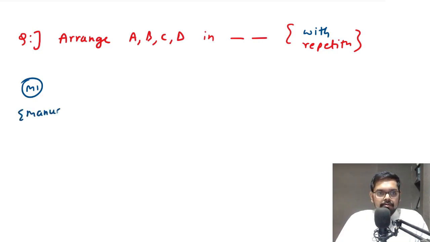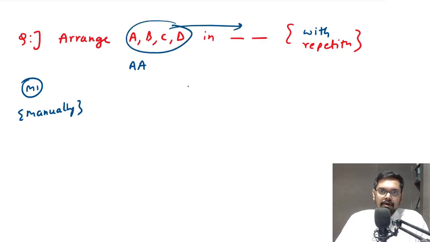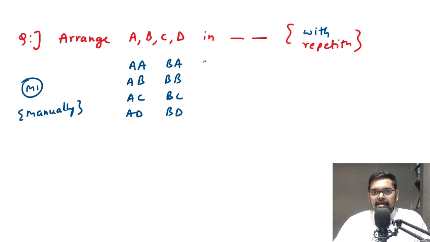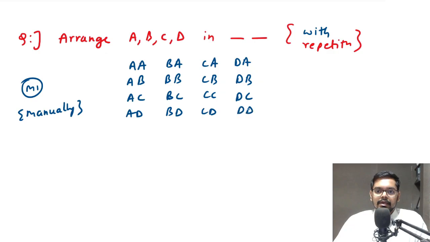If I do it manually, then tell me what is the answer. The answer would be 16, because now AA is also possible. A 4-letter set, and you have to generate 2-letter words from it. So AA is possible. Similarly, we can say AB, AC, AD, and then BA, BB, BC, BD. Then CA, CB, CC, CD. Then DA, DB, DC, DD. In this way, we have 16 such 2-letter words from ABCD where repetition is allowed.